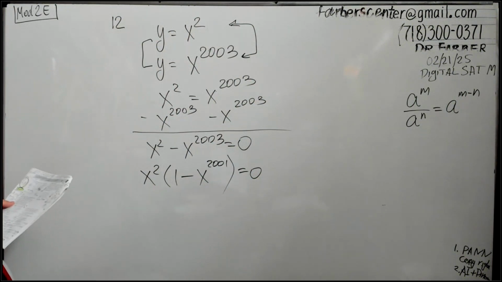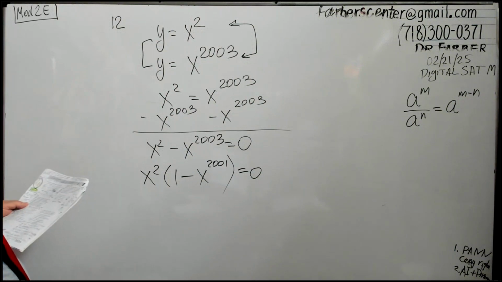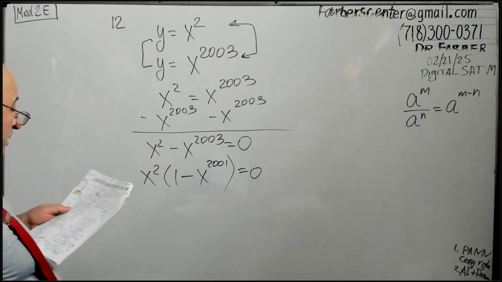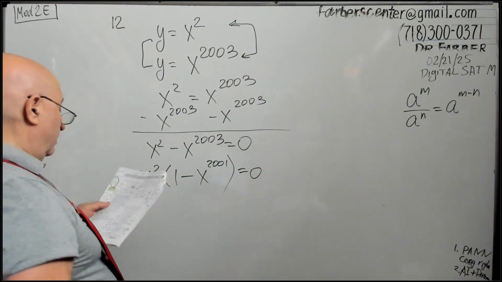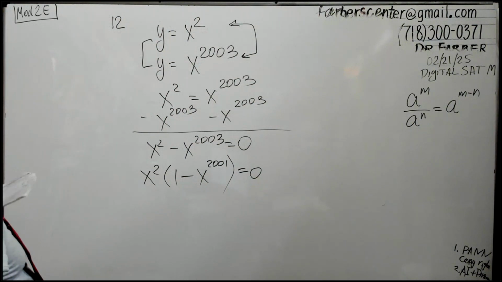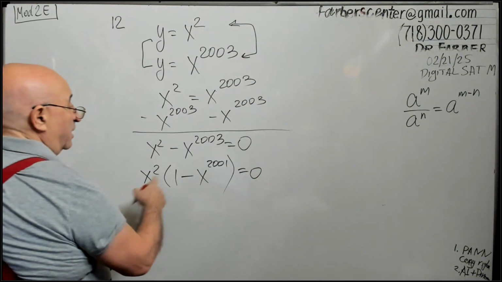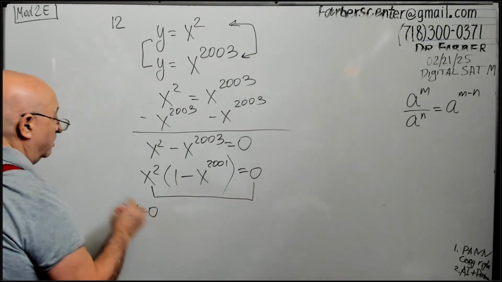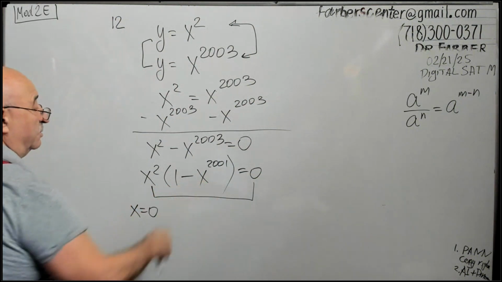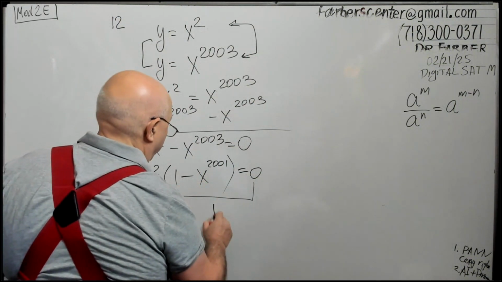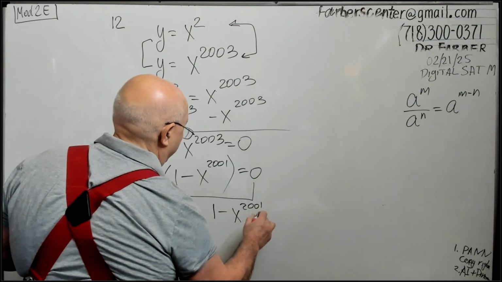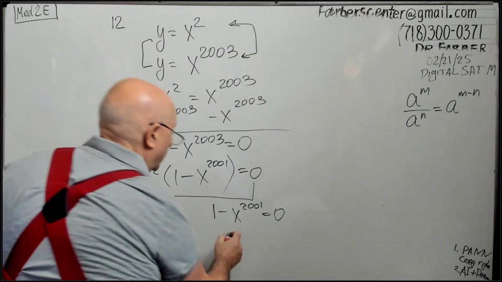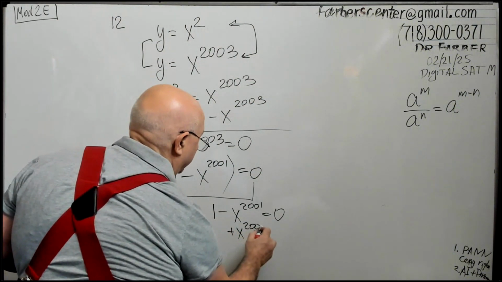And the question is, how many points do the curves intersect? How many points? So the first point, x to the second equals 0, so x equals 0. And the second, this factor equals 0: 1 minus x to the power 2001 equals 0. We don't need to solve it, it's obvious there are 2 points.